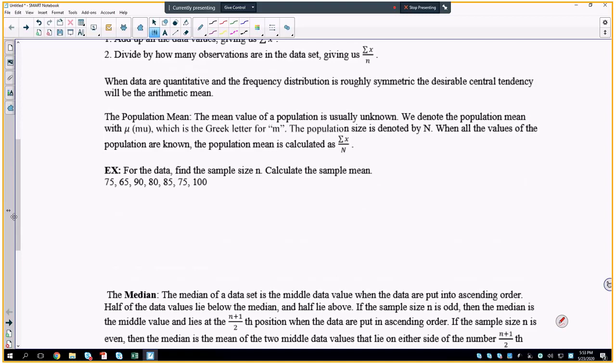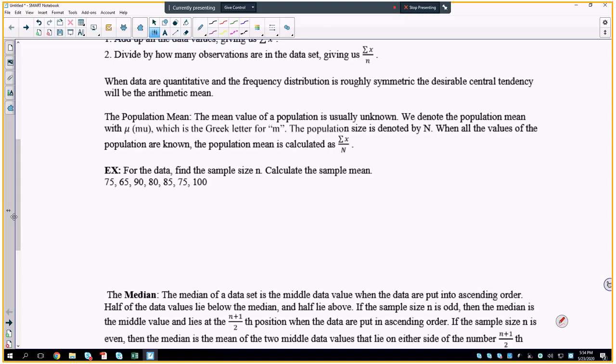Then we'll have what's called the population mean. The mean value of a population we generally don't know. For example, if you were literally talking about the population of your city or your county or your state, that might just be too many people to actually ask every single person for a measurement. We usually do sampling, as we discussed when we did the introduction to statistics. So a lot of times we're just not going to know the population mean.